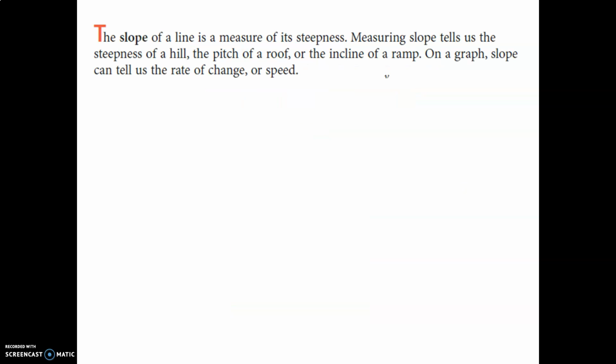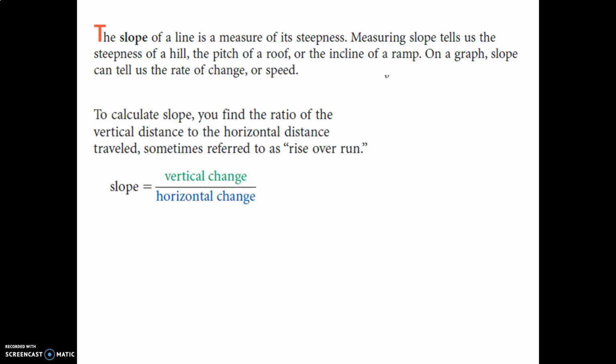The slope of a line is a measure of its steepness. So you can have the steepness of a hill, the steepness of a roof, the incline of a ramp. On a graph, slope can tell us the rate of change or speed also. I don't know if you remember from grade school, but slope is rise over run. I always say slope is fun, it's rise over run. It is vertical change over horizontal change.